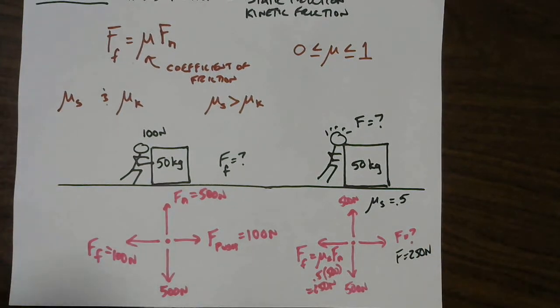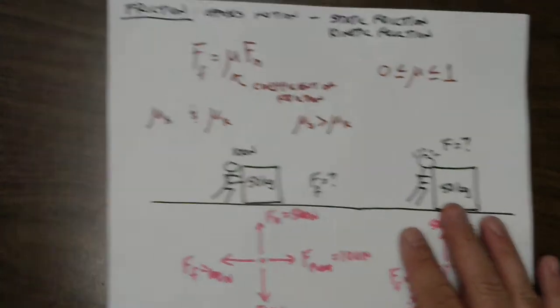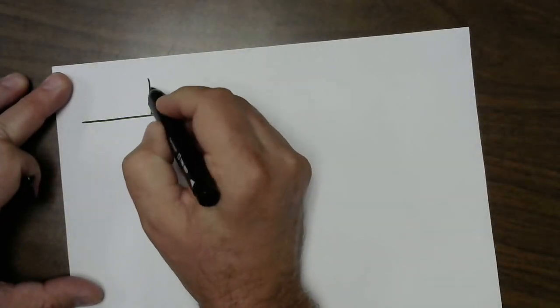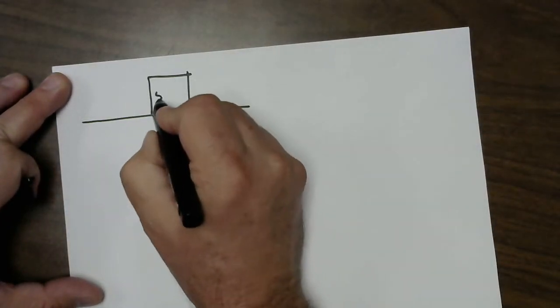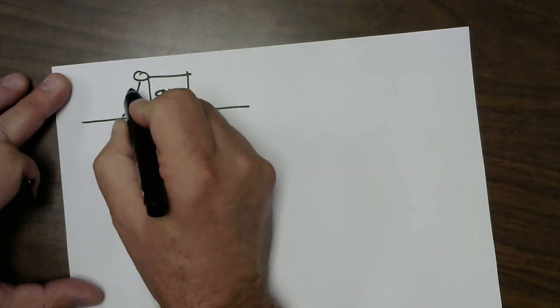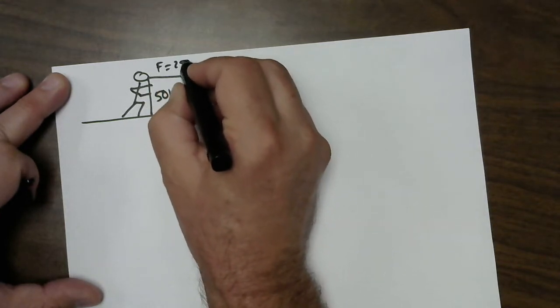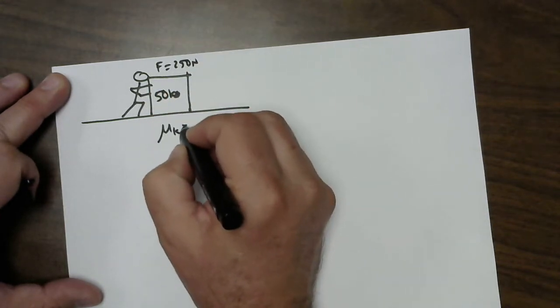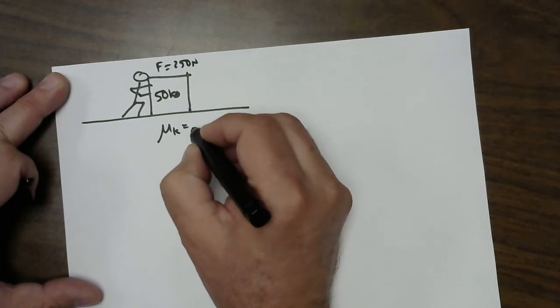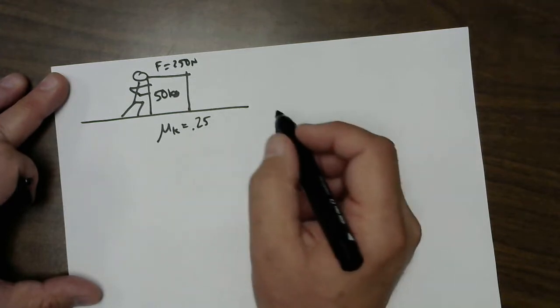Okay, what about once I get this thing going? Let's say I continue pushing with 250 newtons of force, but now the thing is moving, we're going to have kinetic friction. Now I'm going to push with a force of 250 newtons, but the kinetic coefficient of friction is going to be less than 0.5. Let's say that it's 0.25, half as much. What's going to happen now?